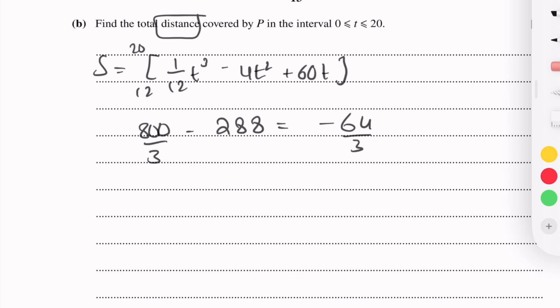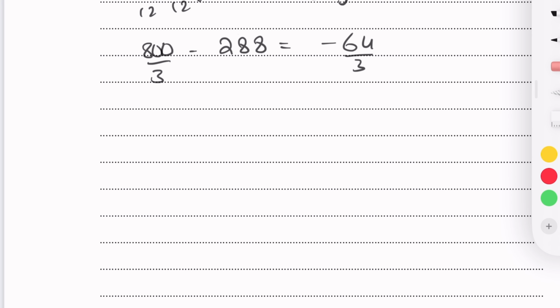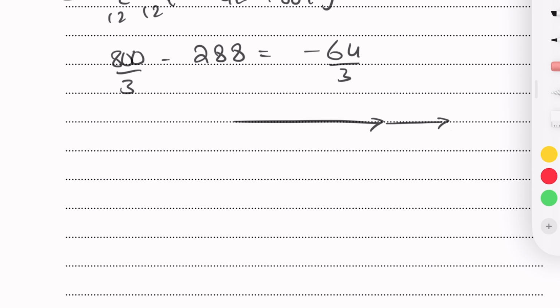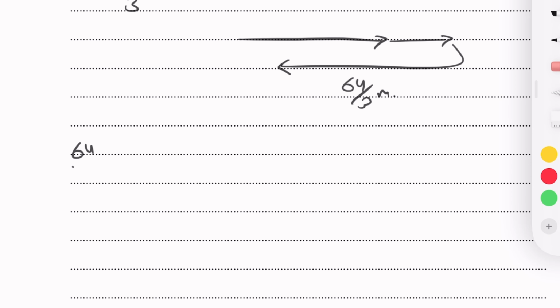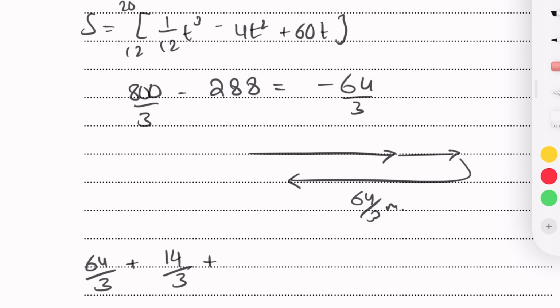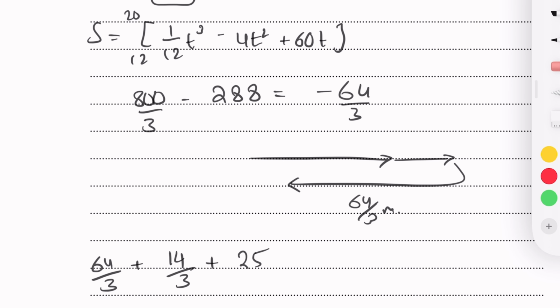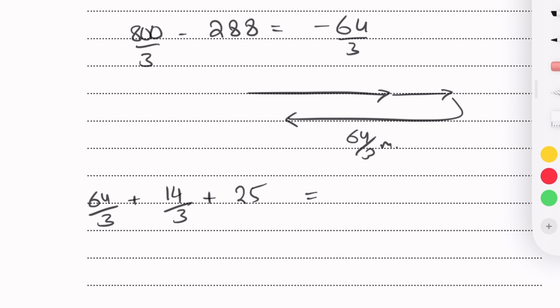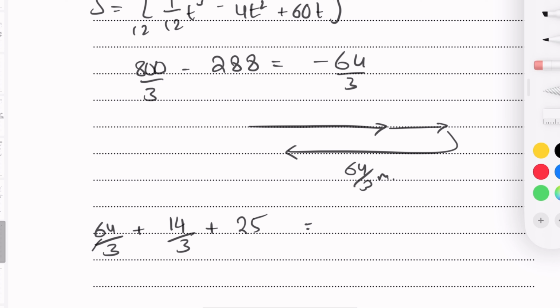Well, we do move in the opposite direction, and that does make sense. We do move in the opposite direction starting then. So the distance: we moved 25 meters, then we moved 14 over 3 meters, then we turned around and covered 64 over 3 meters. So the total distance is going to be 64 over 3 plus 14 over 3 plus 25 meters. If we add all these together, you're going to get 25 over 3 meters. Actually, it is 51. I made a calculation mistake.